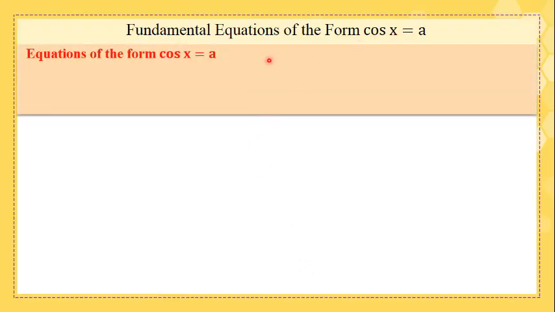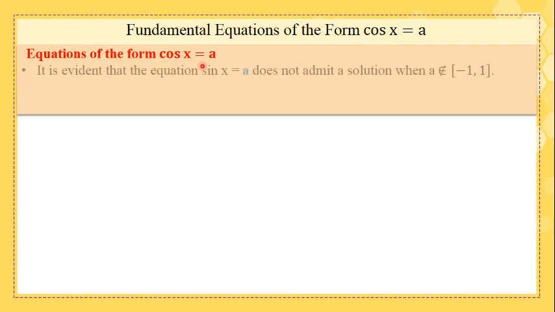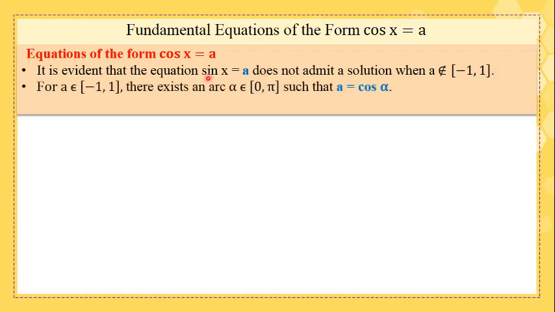Fundamental equations of the form cosine x equals a. It is evident that the equation cosine x equals a does not admit a solution when a does not belong to [-1, 1]. Now take a in [-1, 1], then there exists an arc alpha belonging to [0, pi] such that a equals cosine alpha. The equation takes the form cosine x equals cosine alpha. We replace a by cosine alpha.